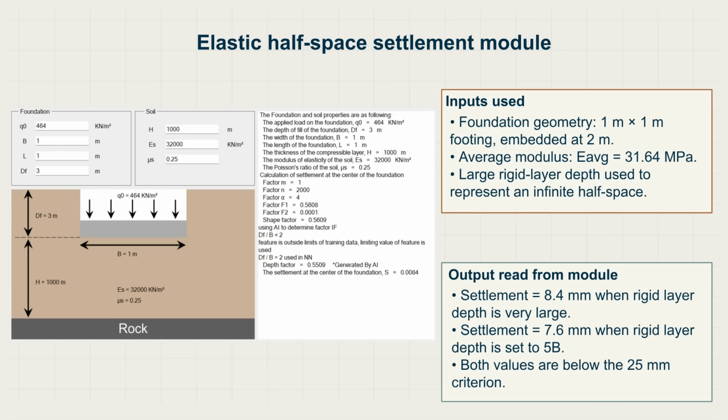Using the elastic half-space module, the calculated settlements are 8.4 millimeters or 7.6 millimeters, depending on the rigid layer depth. Both values confirm our design is well within the 25 millimeter serviceability criterion.